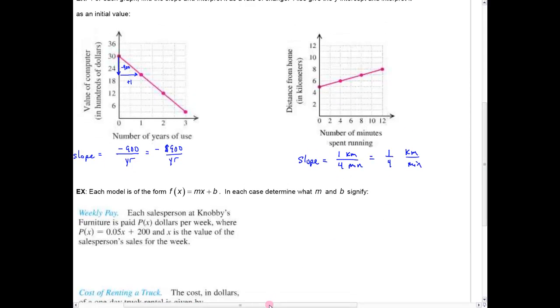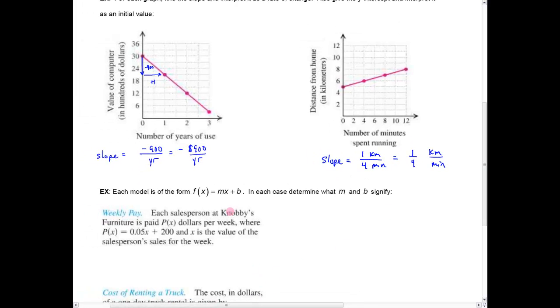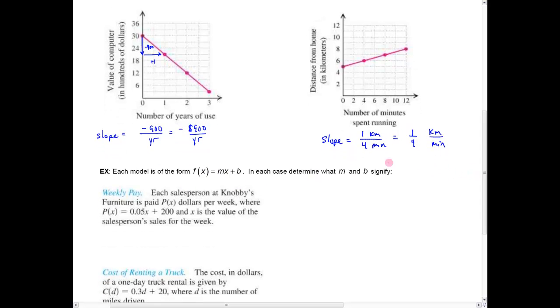Let's look at a couple more problems here. Each of these functions is of the form y or f of x equals mx plus b, and we want to think about what the slope m and the y-intercept b signify. So it says that each salesperson at Nobby's Furniture is paid so many dollars per week, where the function p of x, like pay as a function of x, is 0.05x plus 200, and x is the value of the salesperson's sales for the week.